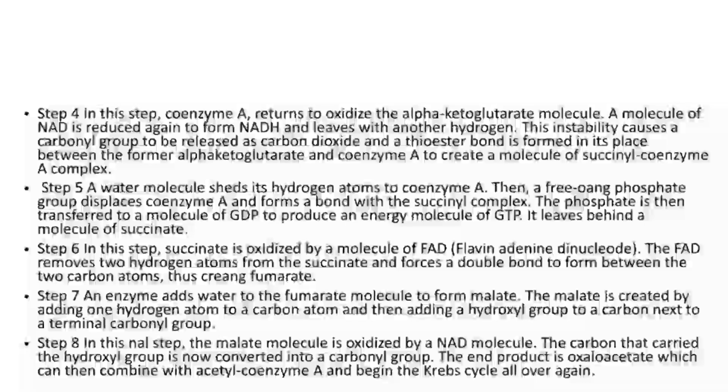Moving into step 7, an enzyme adds water to fumarate, converting it into malate. This involves adding a hydrogen atom to one carbon and a hydroxyl group to an adjacent carbon, transforming the molecule into malate. Finally, in step 8, malate is oxidized by NAD, turning the hydroxyl group into a carbonyl group. The end product of this cycle is oxaloacetate, which can then combine with acetyl-CoA to restart the Krebs cycle again. This sequence of steps highlights how energy is extracted and stored efficiently during cellular respiration, keeping our cells fueled and functioning smoothly.